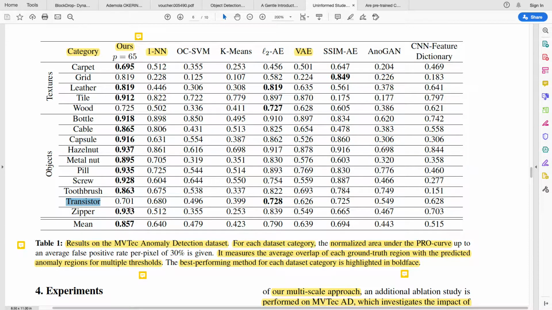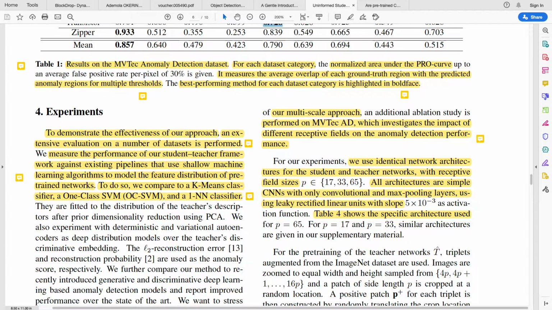Alright, so you can see that in most of the experiments, their method performed better. In the grid, we have this method did better. In the wood, we have this L2 autoencoder did better. In the transistor, we also have the L2 autoencoder did better. But for the other ones, their method did better.